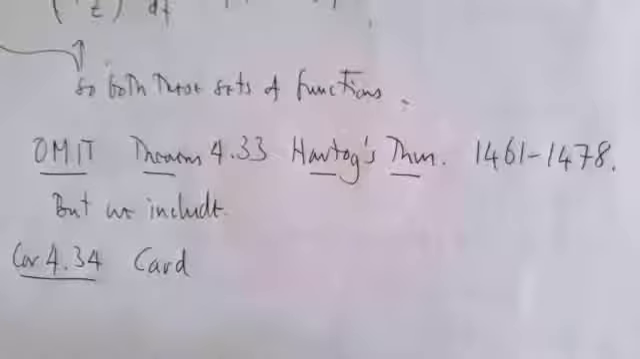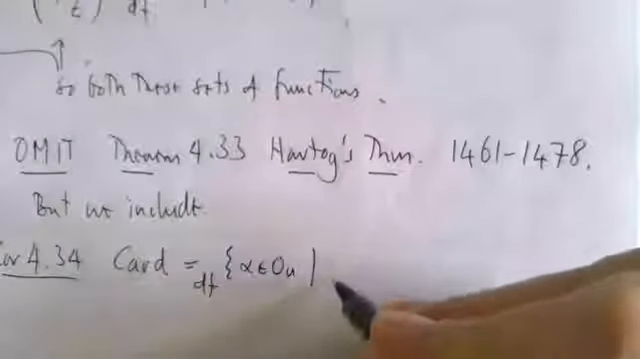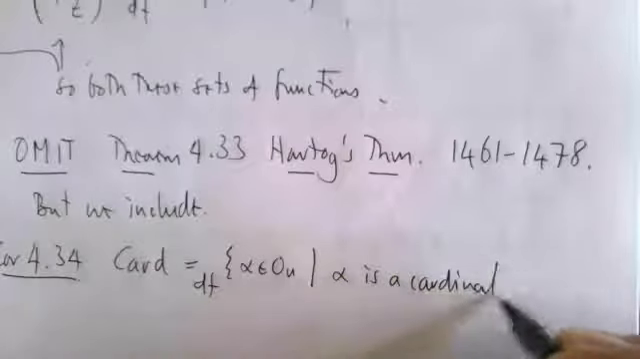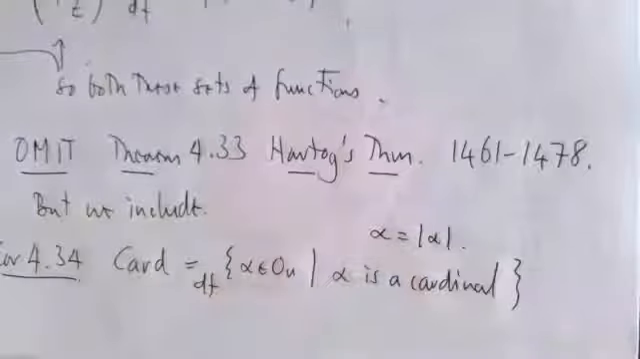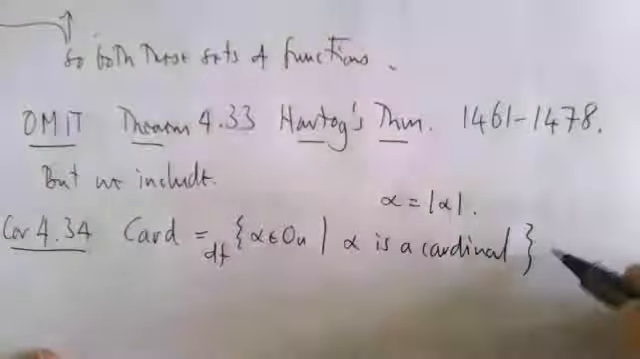So we write card. This is defined to be the class of ordinals alpha such that alpha is a cardinal, which means it is its own cardinality. And the corollary says that card is a proper class.